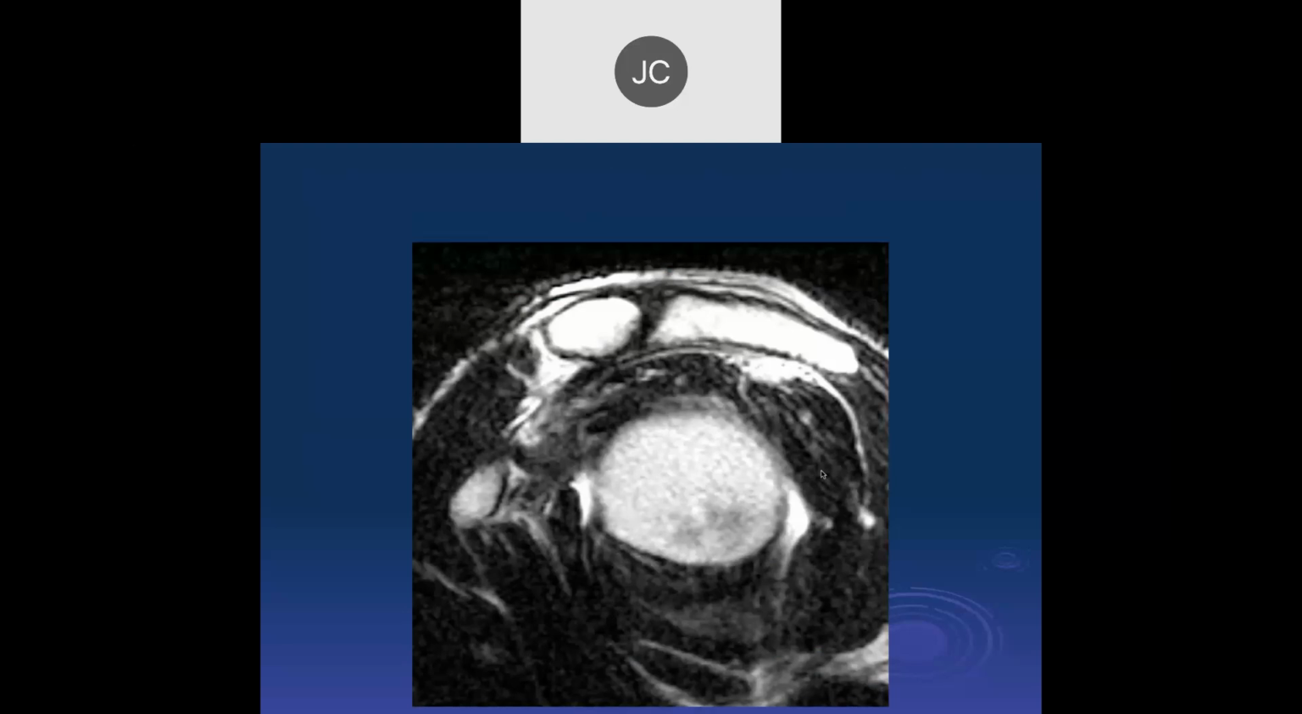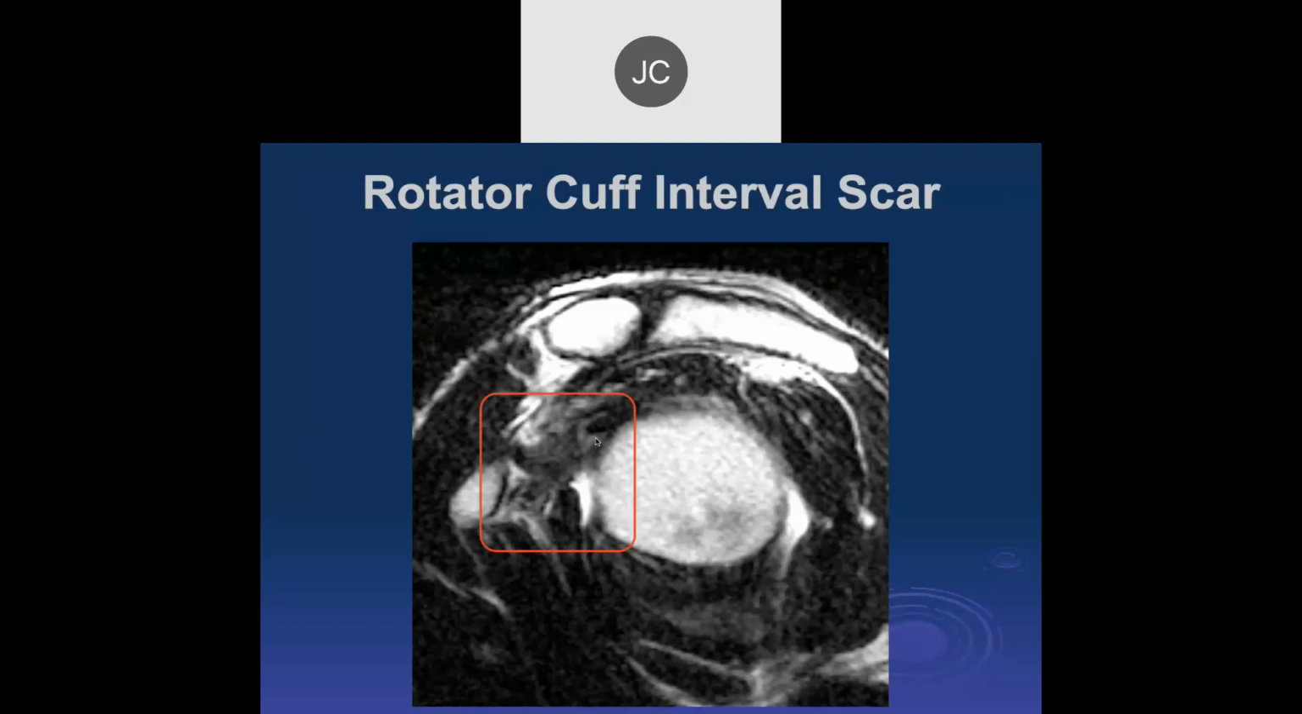All right, in the sagittal T2, we see a soft tissue fullness in the rotator interval region, and I think I see a stub of the biceps tendon there in the groove. This is just to remind you that the rotator cuff interval scar, which we'll talk about in a different lecture, is right in this same area and can sometimes obscure the visualization of the long head of the biceps tendon.